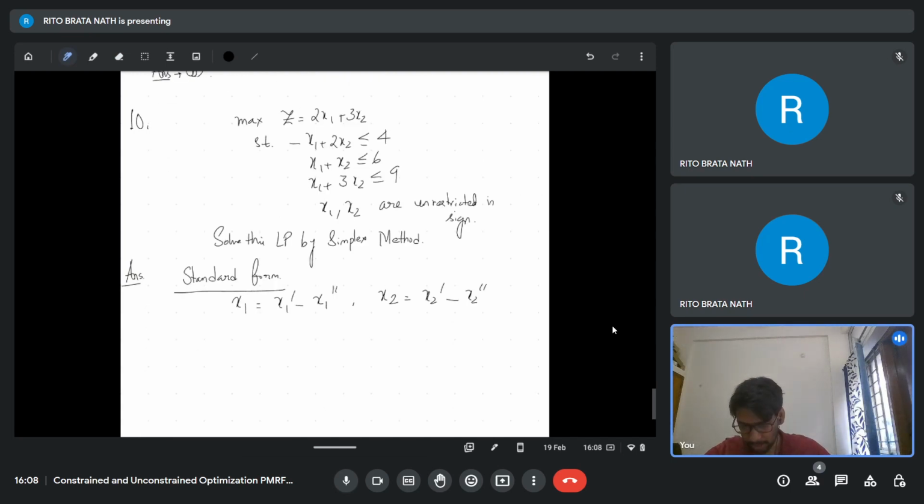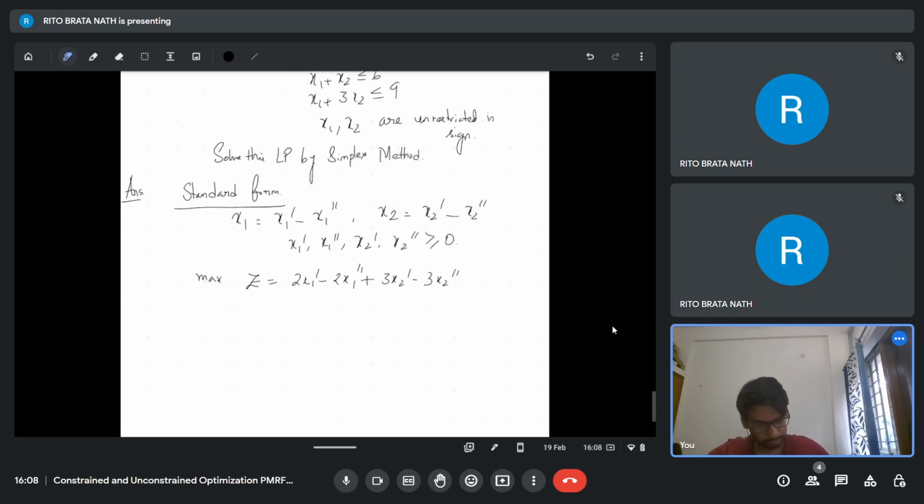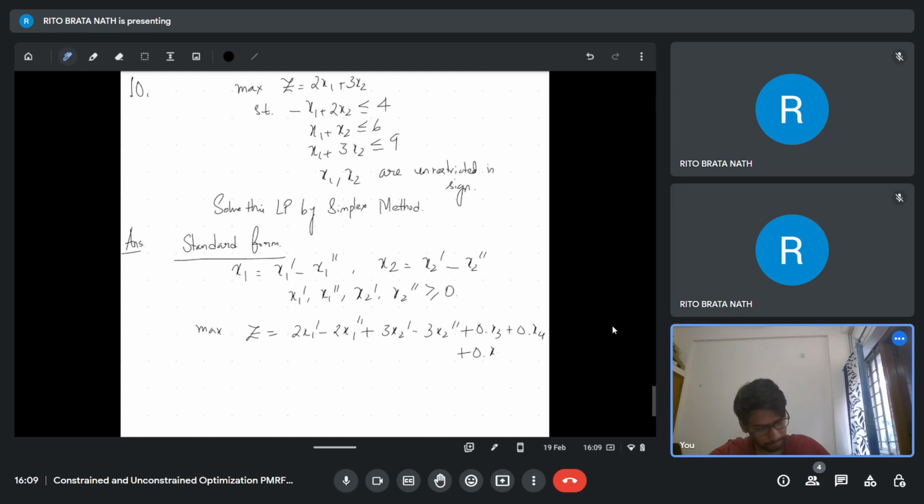And when you do that, you assume that x1 prime, x1 double prime, x2 prime, x2 double prime all are greater than or equal to 0. Now it becomes max of z equals 2x1 prime minus 2x1 double prime plus 3x2 prime minus 3x2 double prime, and you will have 0x3 plus 0x4, corresponding to those equations. Sorry, 3 you have, so that's 0x5.